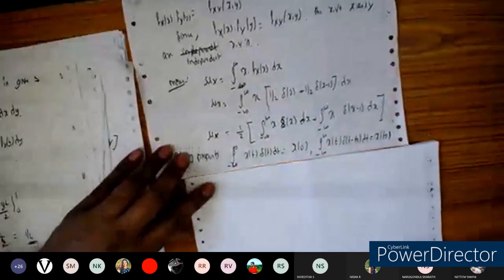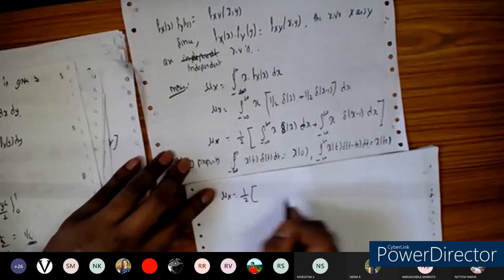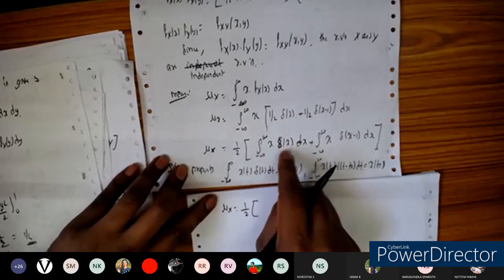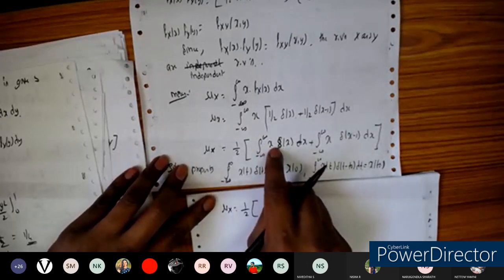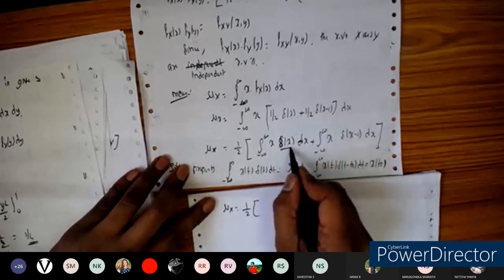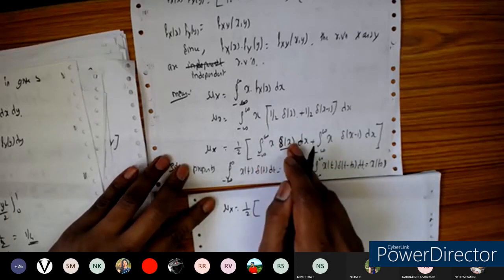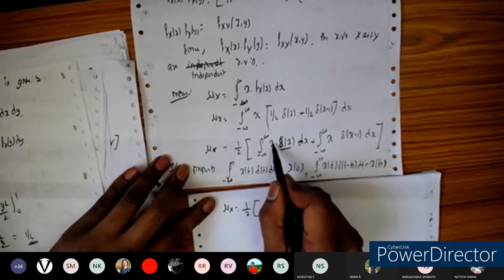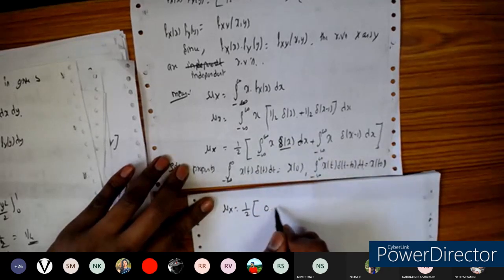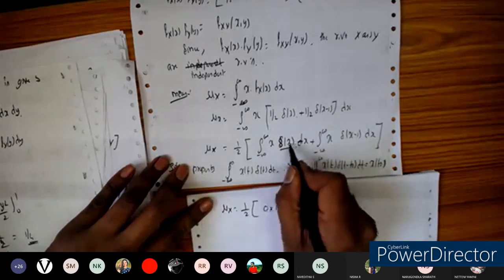Now I'm going to apply the same concept here. The mean mu x is equal to the integral of x into delta of x. In place of x of t, we have the single random variable x here. We know delta of x is equal to 1 at x equal to 0, so 0 multiplied by 1 will be obtained here.